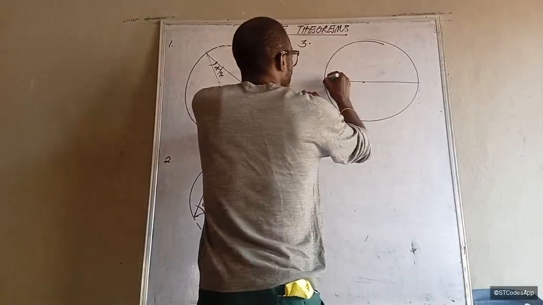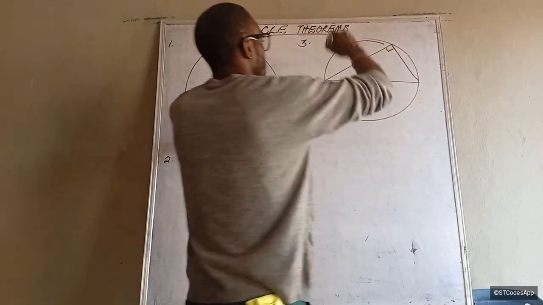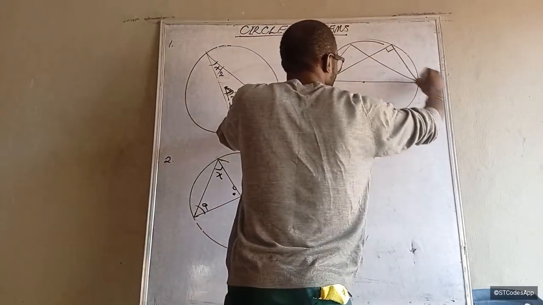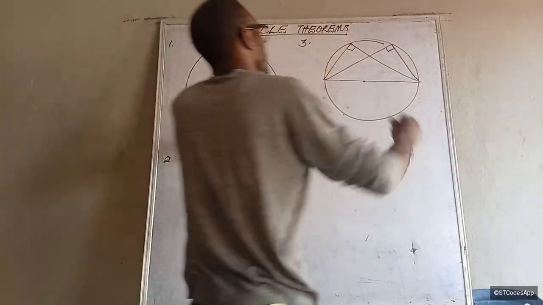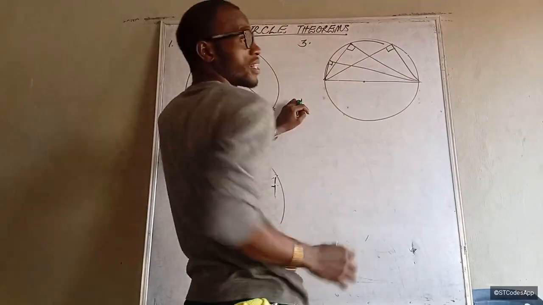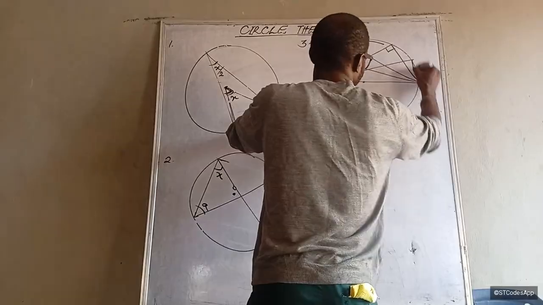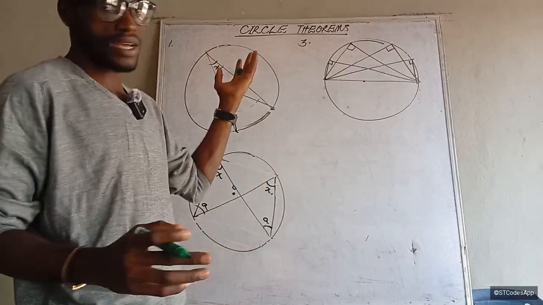What that means is that this angle here is 90 degrees. This angle here is also 90 degrees. In as much as it's touching the circumference, this angle here is also 90 degrees. This angle here is also what? 90 degrees. Do you see that?